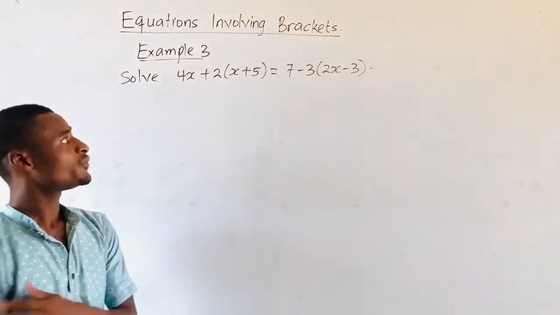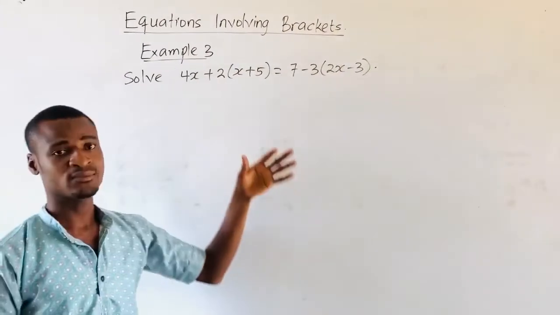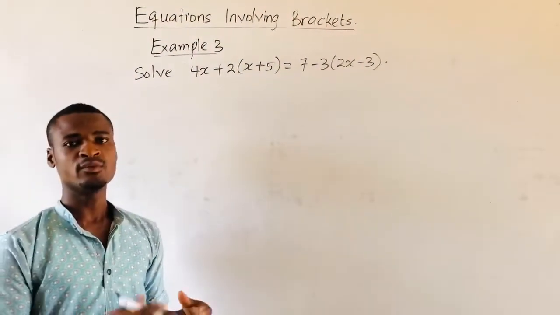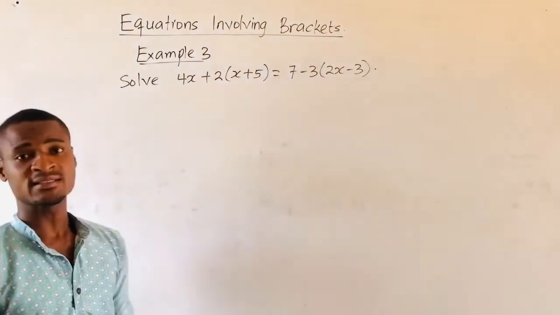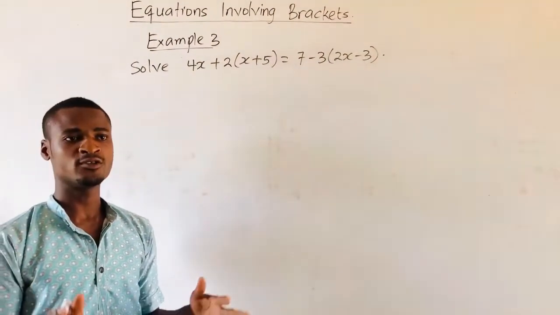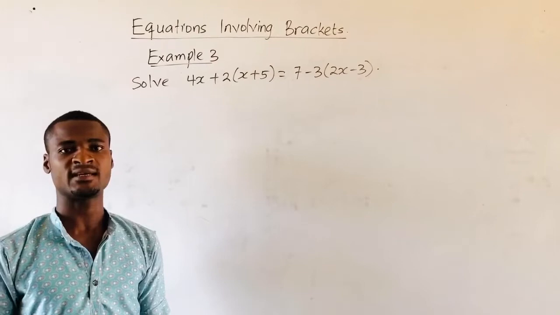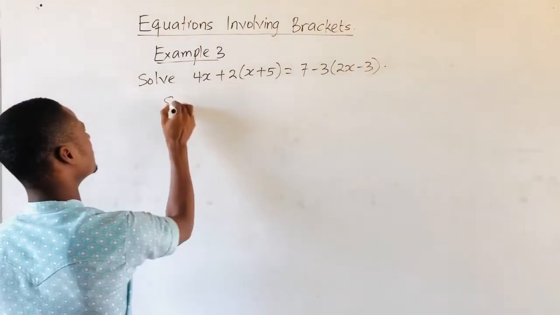In this example, we have brackets at both sides of the equation, and both brackets need to be expanded so that we will have a simple linear equation where we will use either balancing or grouping of like terms to solve. So let's check out the solution.